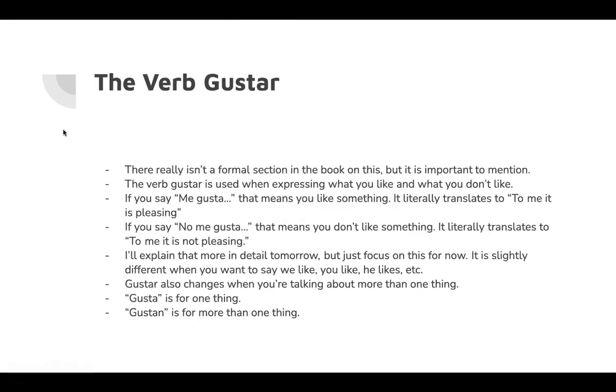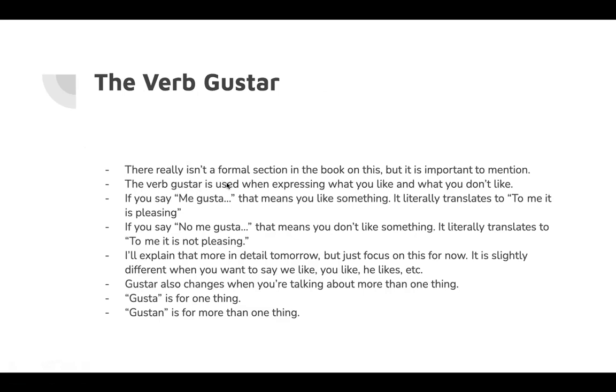I also wanted to start going over the verb gustar. There really isn't a formal section in the book on this, but I think it's important to mention because they start mentioning it in the first chapter. And obviously if I don't have a section on it, you're not going to know it. So I figured we'd just go over it.